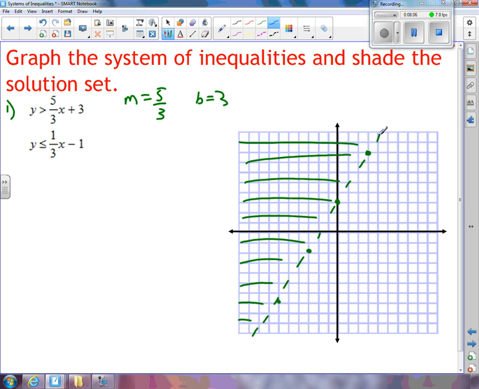Now let's try the other inequality. Same idea here. I'm still looking for my m and my b. So my m is 1/3, my b is -1. So I go to -1 on the y-axis, and then I go up 1, over 3, up 1, over 3, down 1 to the left 3, and so on. Now, you have to decide whether it's solid or dotted. Because it's less than or equal to, that "or equal to" makes the line a solid line. Now I have to decide whether I want to shade above or below. Because it's y is less than or equal to, I shade below.